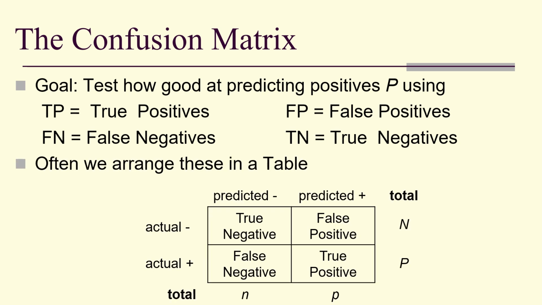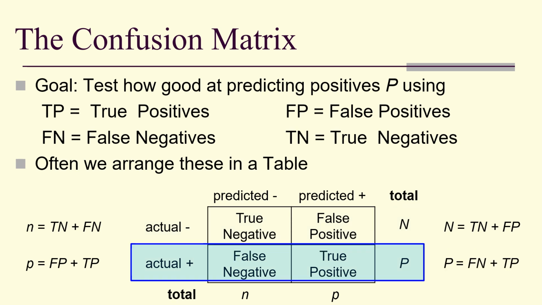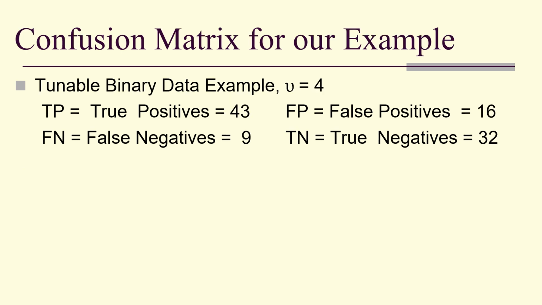So we often arrange the true positives, false negatives, true negatives into a table, so that the sum of the first column is the predicted negatives, sum of the second predicted positives, sum of the first row is actual negatives, sum of the second row actual positives. For example, for our tunable binary data, nu equals 4, we had these numbers.